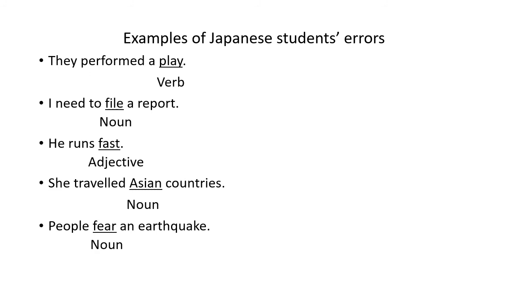These are examples of errors Japanese students often make. It looks like words with multiple categories cause students to make such errors. Then how could we teach these lexical categories to the students?